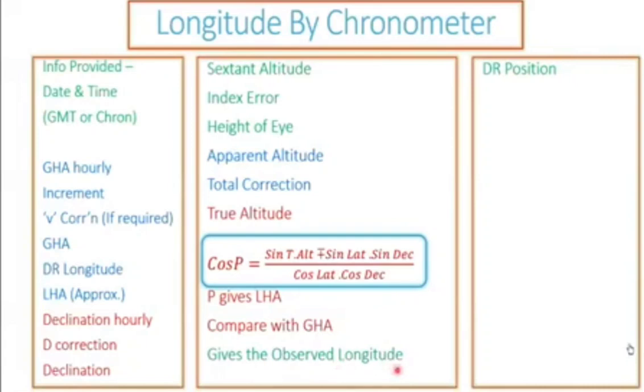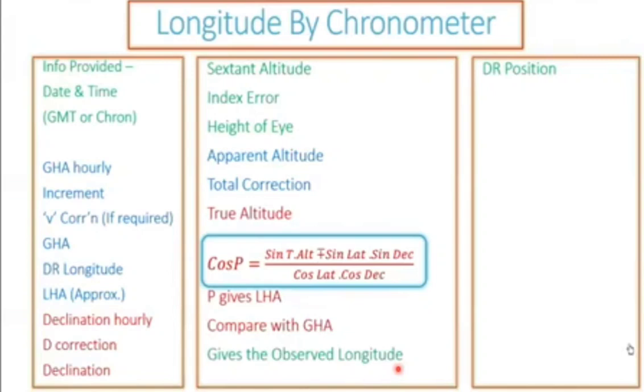This was the name of the method, longitude by chronometer. Now, as far as the position line is concerned, only finding the observed longitude is not sufficient. We also need to find out the direction of the position line. We have a reference point from where the position line passes, that is the observed longitude, but we also need to know the direction in which the PL lies. So for that, we need to calculate the azimuth of the body.